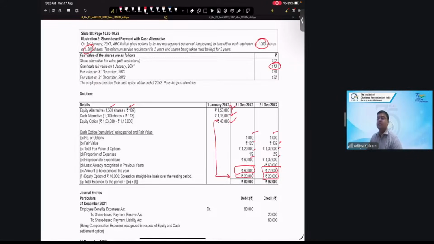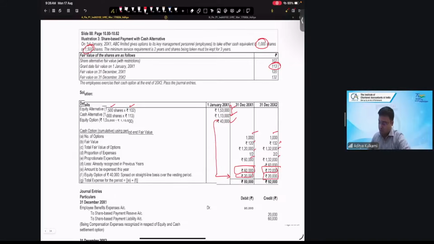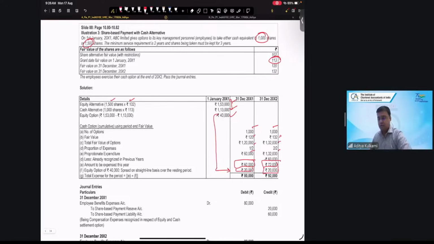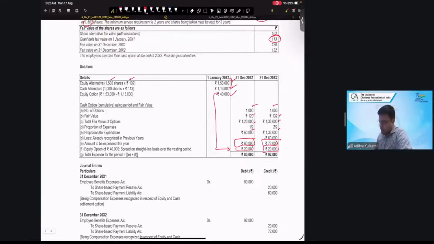Are we okay with this? No doubts. All right. So entry will be employee benefit expense account debit 80,000 to SBP reserve and share based payment liability account.